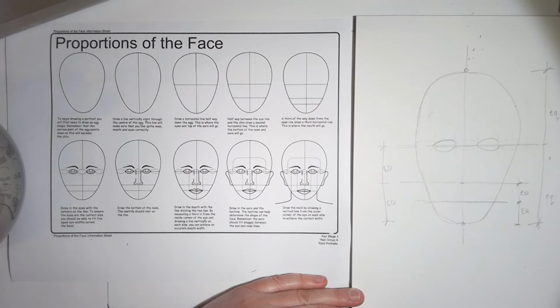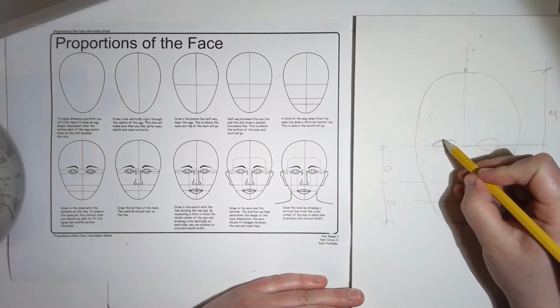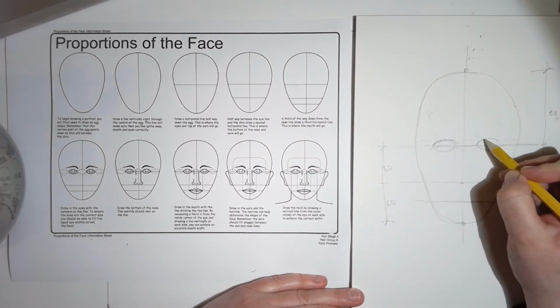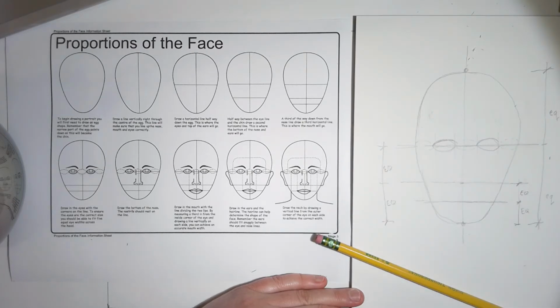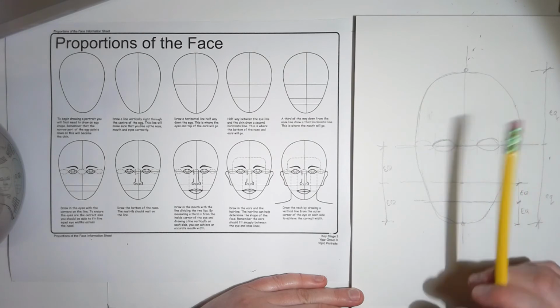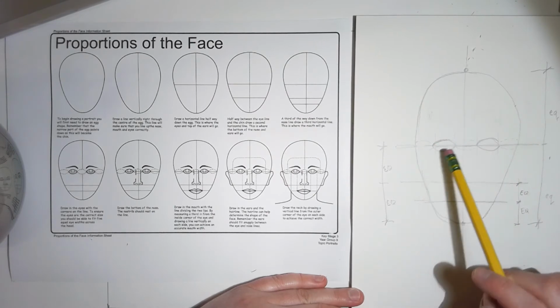Alright, so that might be confusing. You can rewind and watch it a few times. You can also email me any questions that you have. I'm always here for you. Okay, so we have our 2 eyes and we know the eye widths.